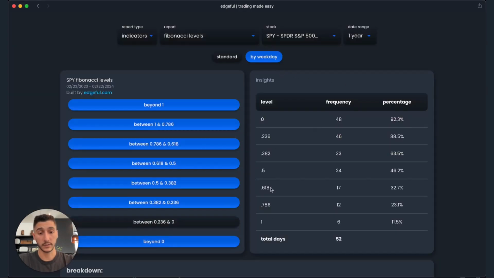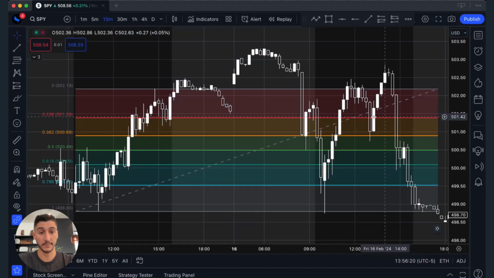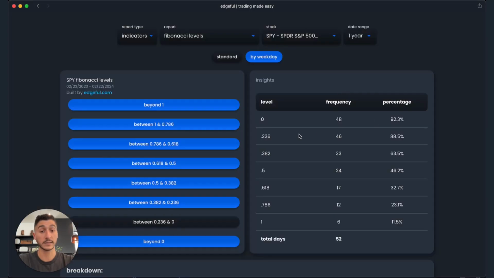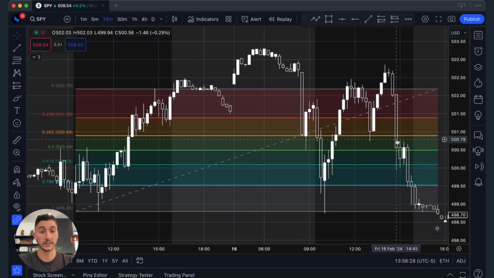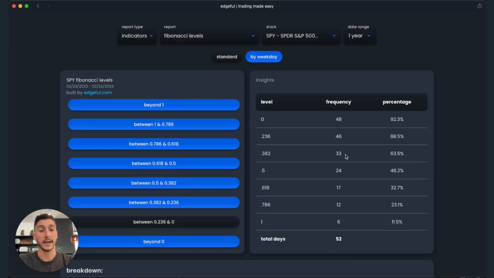Now this here will show you how often it has touched any of the other levels. So you can see that for every time it's opened between the 0 and the 0.2, it has touched the 0 92% of the time. So it happened here again. You can see it's touched this gray line, which is the 0. It's touched the 0.2 88% of the time. It happened again. It touched this red line. And so on and so forth.